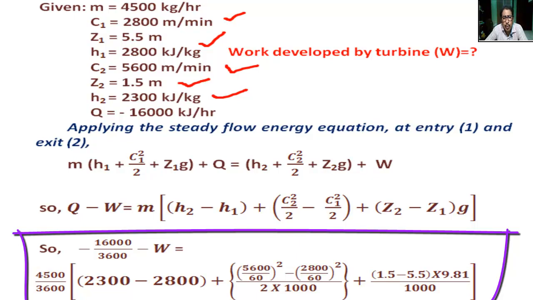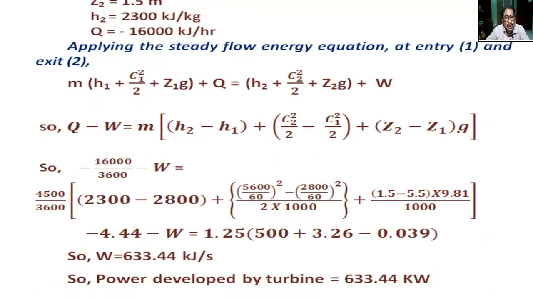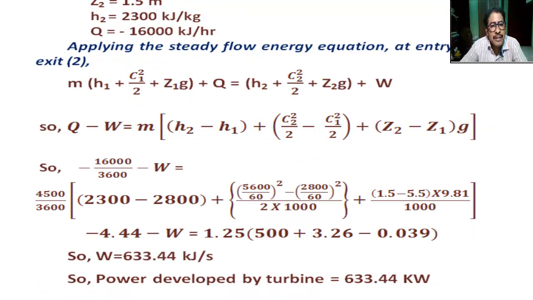Z2 equal to 1.5, Z1 equal to 5.5 meter, into 9.81. It is converted to kilometer, so divided by 1000. Okay, now just calculate.